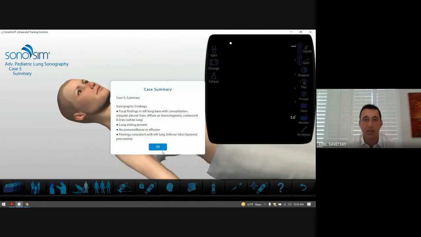So in summary, you've got focal findings in the left lung base with consolidation, irregular pleural lines, coalescent B lines, diffuse air bronchograms, lung sliding present, no pneumothorax. So it's consistent with a left lower lobe bacterial pneumonia.